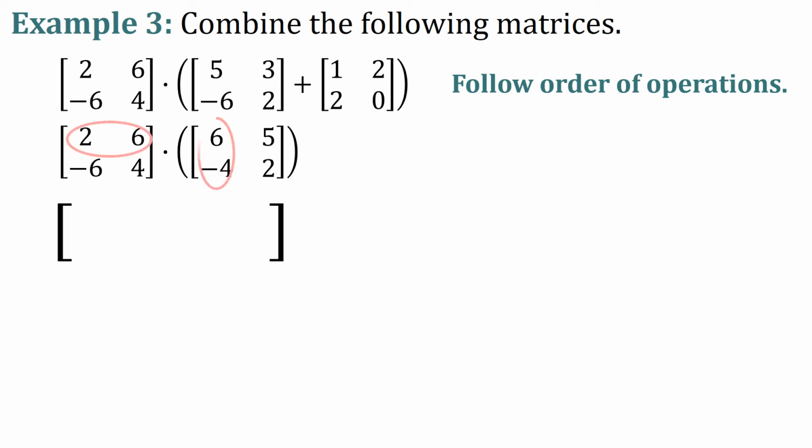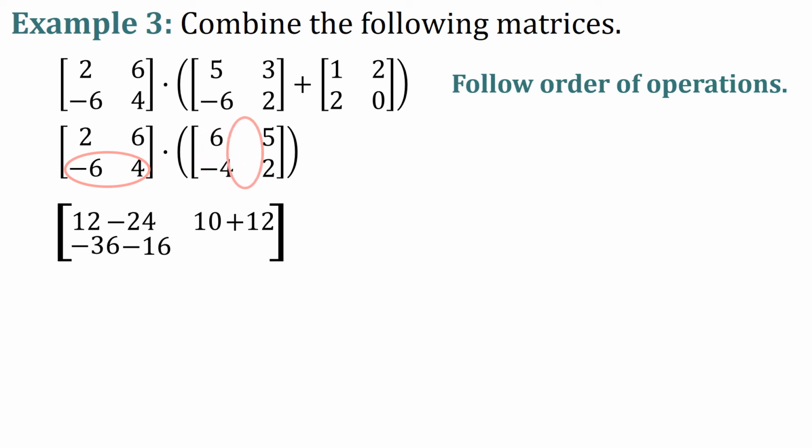So 2 times 6 plus 6 times negative 4. So 2 times 6 is 12. 6 times negative 4 is negative 24. Now we need to also do the second column. 2 times 5 is 10. 6 times 2 is 12. Our second row is negative 6, 4, and we need to multiply that by our first column. Negative 6 times 6 is negative 36, and 4 times negative 4 is negative 16. We also need to do the same thing to our second column. Negative 6 times 5 is negative 30, and 4 times 2 is 8.